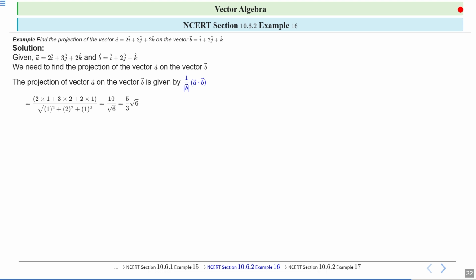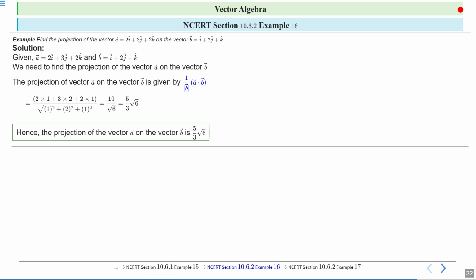Which is equal to 2 into 1 plus 3 into 2 plus 2 into 1 upon root over 1 square plus 2 square plus 1 square, which is equal to 10 upon root 6, right? Which is equal to 5 upon 3 into root 6. Hence, the projection of the vector A on the vector B is basically 5 upon 3 root 6, right?